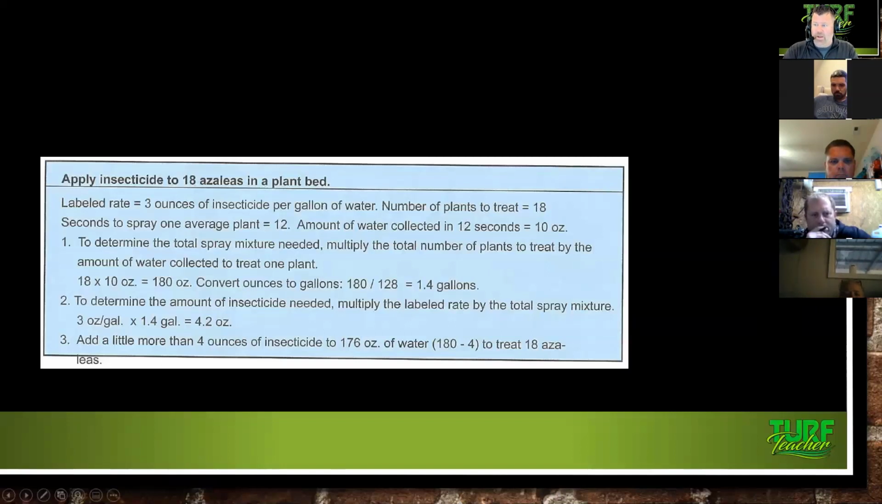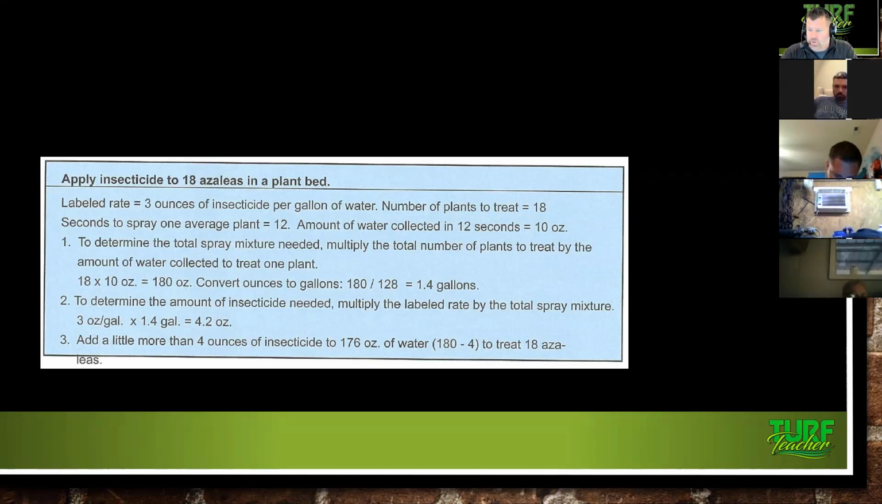And so here are those azaleas. We've got 18 azaleas in a plant bed, and we're going to apply an insecticide. Your labeled rate is 3 ounces of insecticide per gallon of water. That comes directly from your label. So the number of plants to treat is 18. The seconds to spray one average plant is 12. The amount of water collected in 12 seconds is 10 ounces.